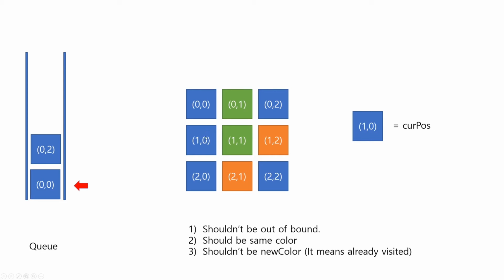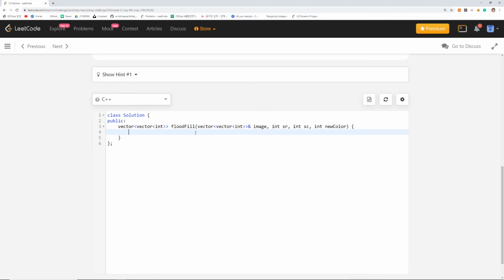And that way, we can color them all the same color, which is the same as the starting position, right? All right, then let's dive into the code.